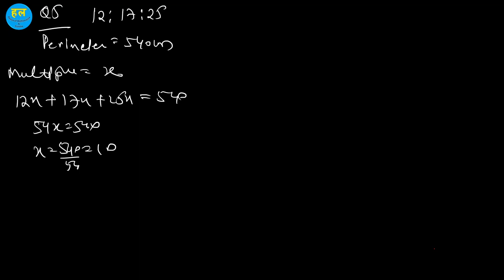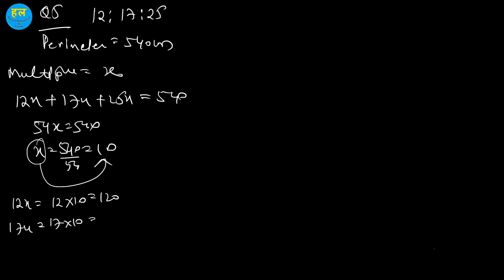So x is the multiple. We have found 10 is the multiple. So what we get here is 12x is equal to 12 into 10 is equal to 120. 17x is equal to 17 into 10, 170. 25x is equal to 25 into 10 is 250. These are the sides of the triangle.